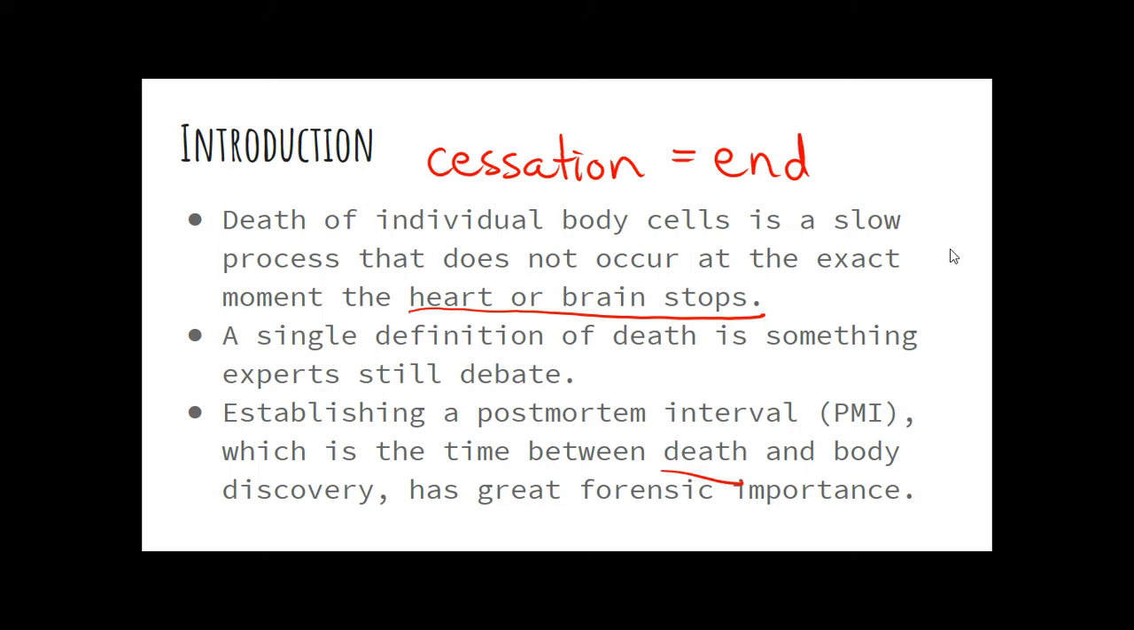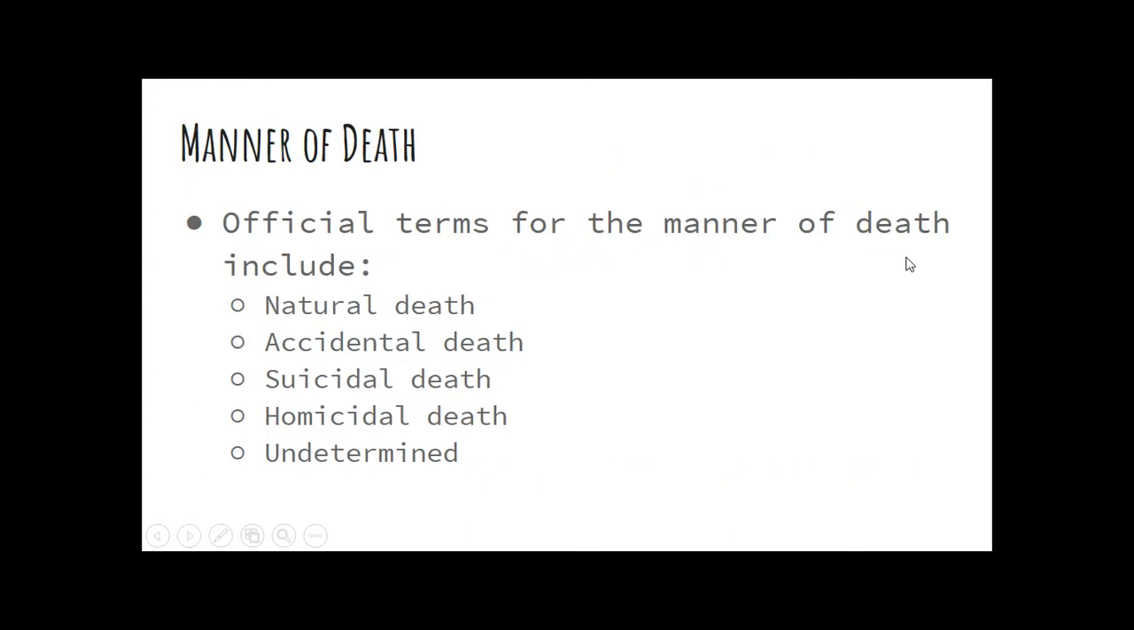So what do you think the different manners of death could be? We could have natural, accidental, suicidal, homicidal, and then there's this undetermined one. Undetermined is one of those things that you do not want to see on a death certificate. This is not good. If you can't determine the manner of death, then it's going to be problematic for the family if they have life insurance. It's going to be problematic for the investigators who need to determine if they're going to pursue this case or not.